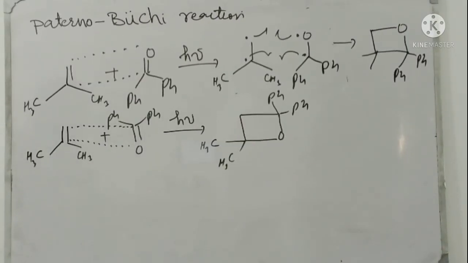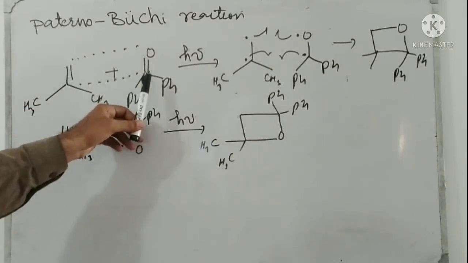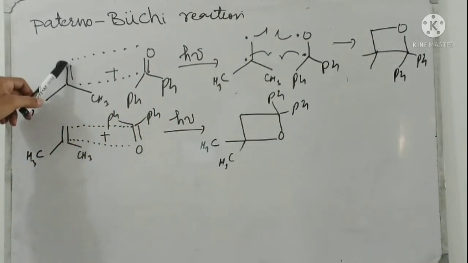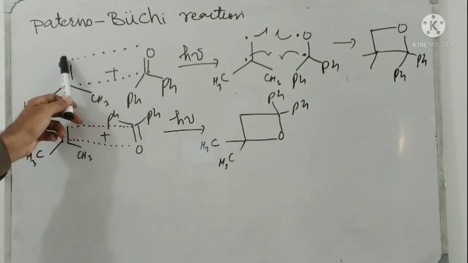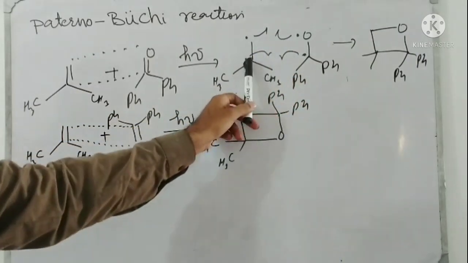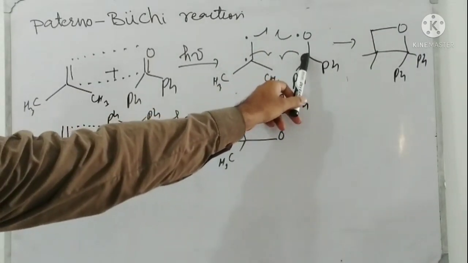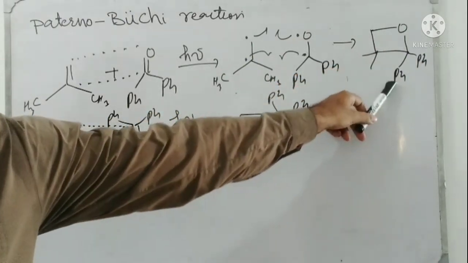So this is another example of the Paterno-Büchi reaction. In this case, we have this type of alkene and this type of carbonyl compound. In the presence of light, this CH2 of the alkene makes a bond with the oxygen. So this CH2 radical and this oxygen radical make the bond, and the carbon radical of the alkene and the carbon radical of the carbonyl compound make a bond, then we get this product.